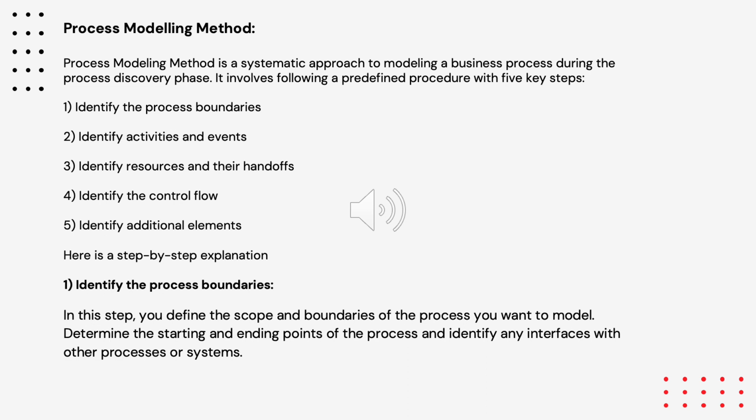identifying the process boundaries. The second step is identify activities and events. The third step is identify resources and their handoffs. The fourth step is identify the control flow, and the final step is identify additional elements. And we're going to discuss the 5 key steps with a step-by-step explanation. And the first step, identify the process boundaries. In this step, you're going to define the scope and boundaries of the process you want to model, determine the starting and ending points of the process, and identify any interfaces with other processes or systems.